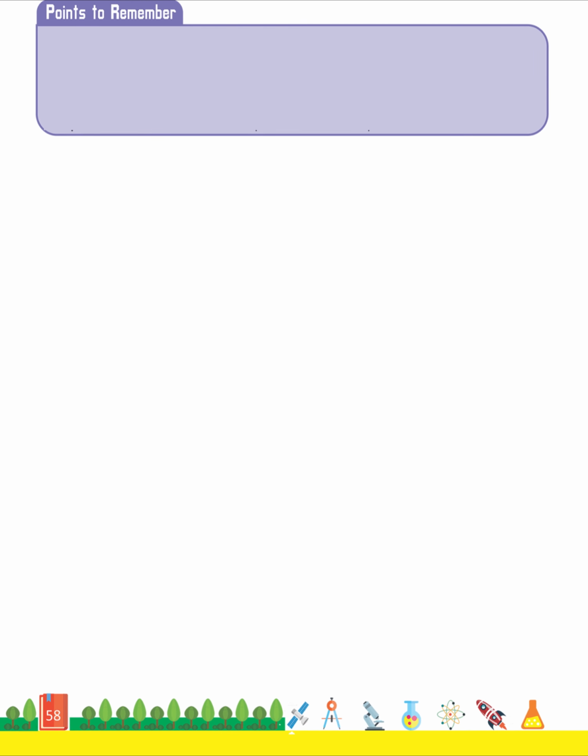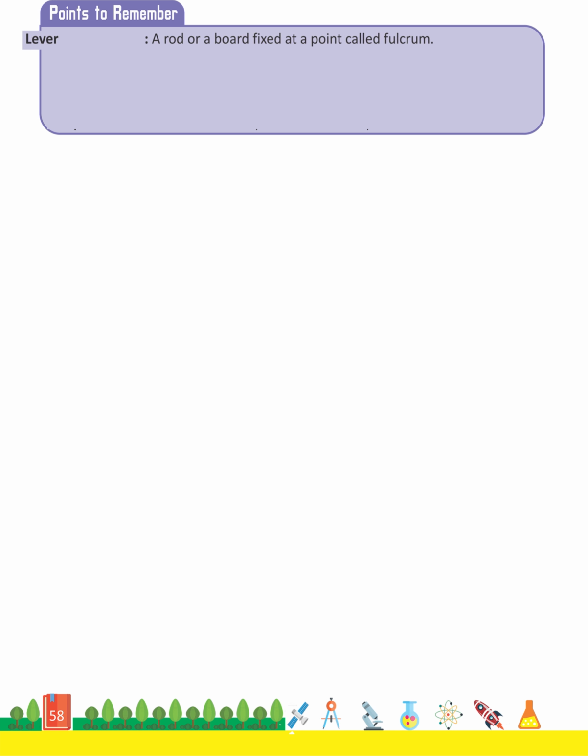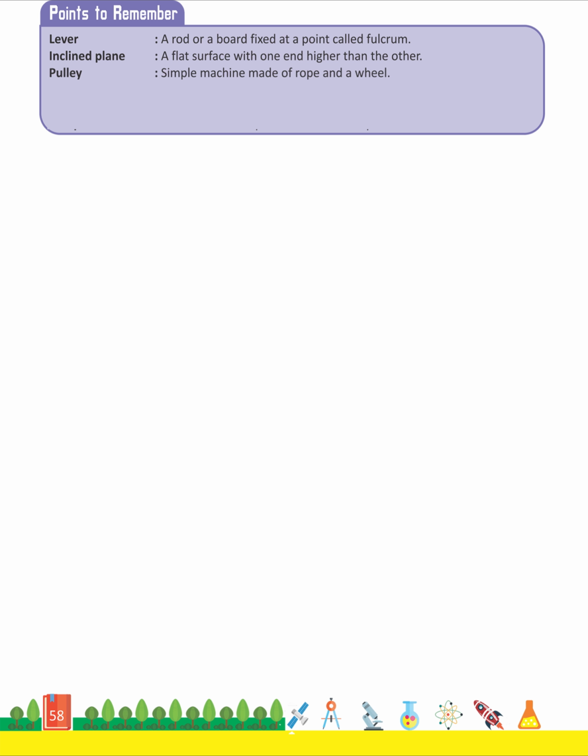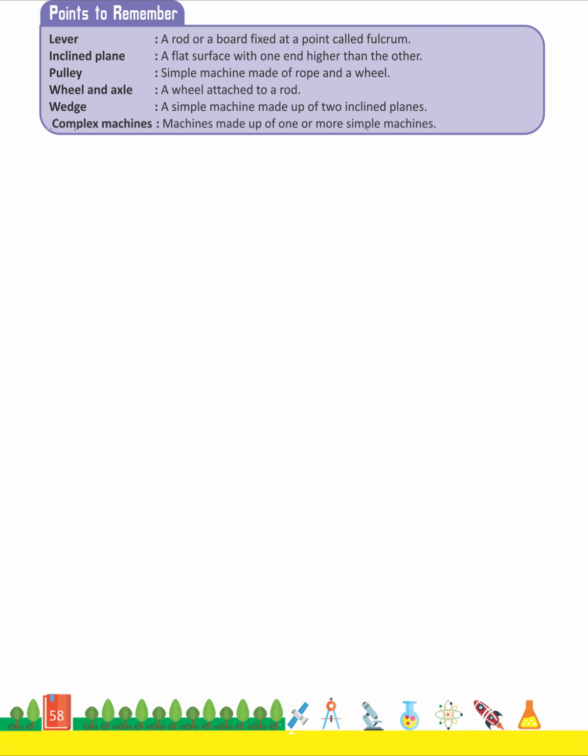Points to remember. Lever, a rod or a board fixed at a point called fulcrum. Inclined plane, a flat surface with one end higher than the other. Pulley, a simple machine made up of rope and a wheel. Wheel and axle, a wheel attached to a rod. Wedge, a simple machine made up of two inclined planes. Complex machines, machines made up of one or more simple machines.